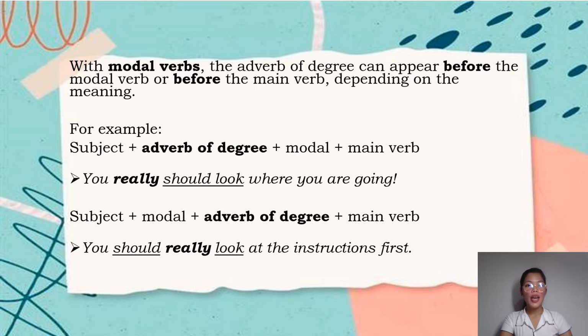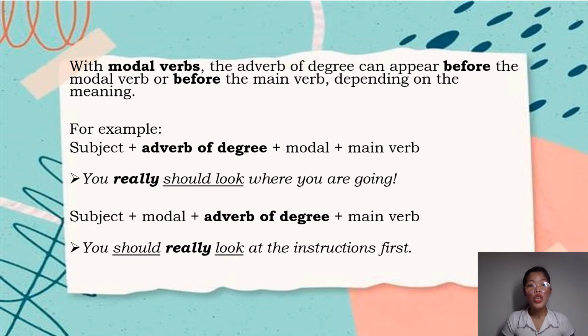Since we are done with adverbs of degree modifying adjectives, adverbs, and verbs, let us look at the structure of the adverb of degree in a sentence with modal verbs. With modal verbs, the adverb of degree can appear before the modal verb or before the main verb, depending on the meaning of the sentence. First, the structure where it appears before the modal verb: subject plus adverb of degree plus modal plus main verb.